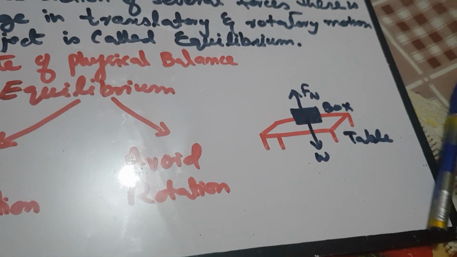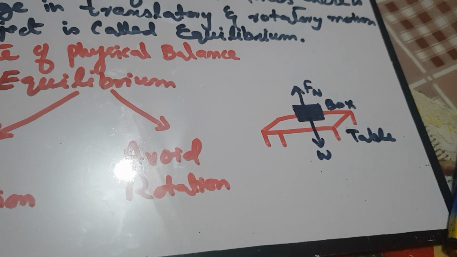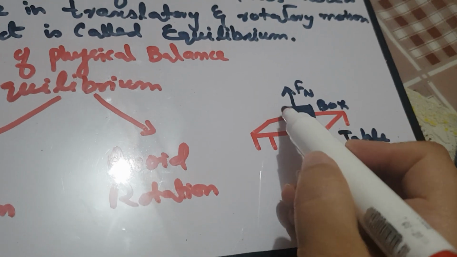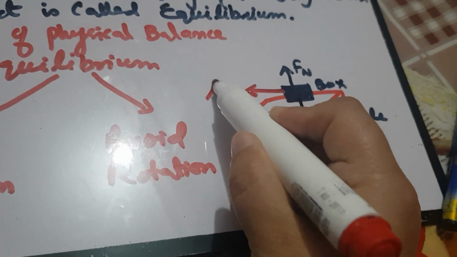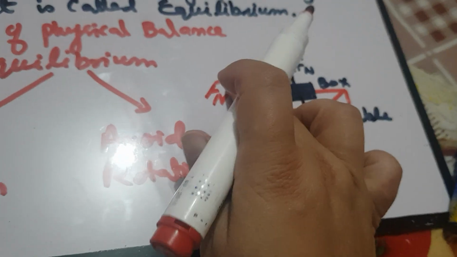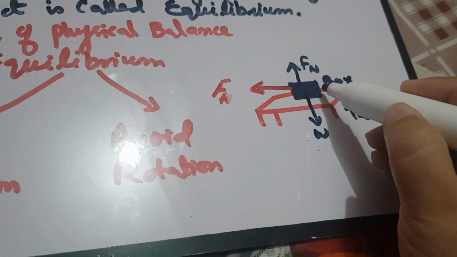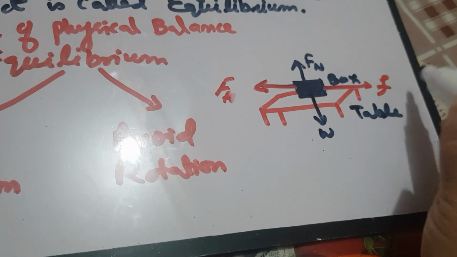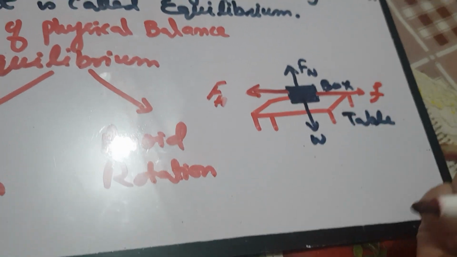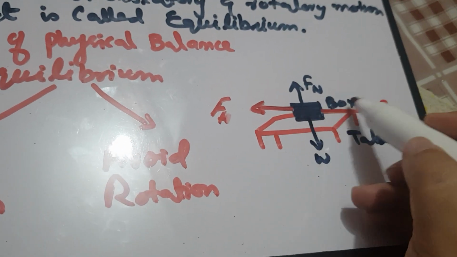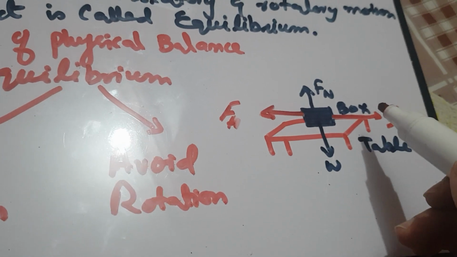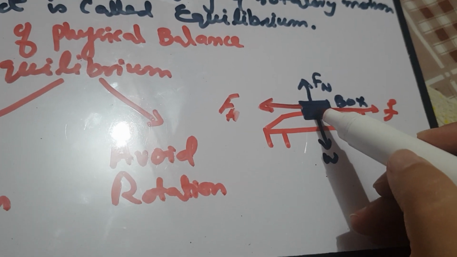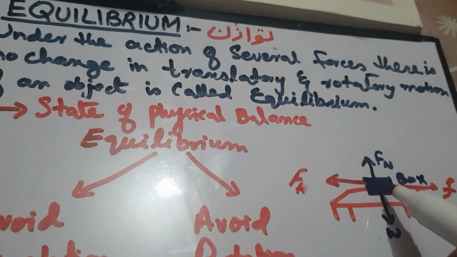Review from the previous lectures, if we take more than two forces. For example, if you push the box in this direction by applying an applied force, and if the frictional force is observed in this direction, then there are four forces, a combination of four forces. But if the object or the box is still in a state of rest, it means that this is in a state of physical balance, it is in a state of equilibrium.